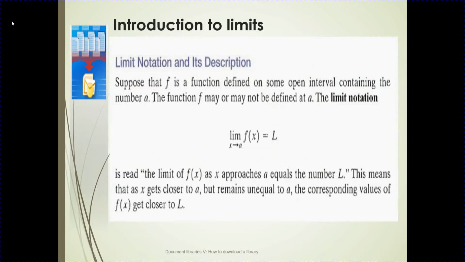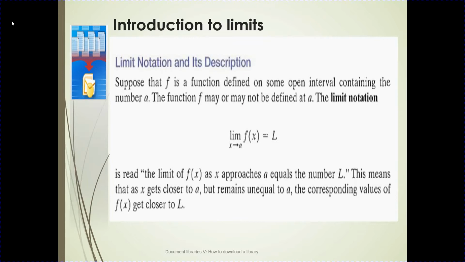In the introduction part, we are going to see the limit notation and its description. Suppose that f is a function defined on some open interval containing the number a. The function f may or may not be defined at a. The limit notation is given here, and you can read it as the limit of f of x as x approaches a equals the number L. This means that as x gets closer to a but remains unequal to a, the corresponding values of f of x get closer to L.